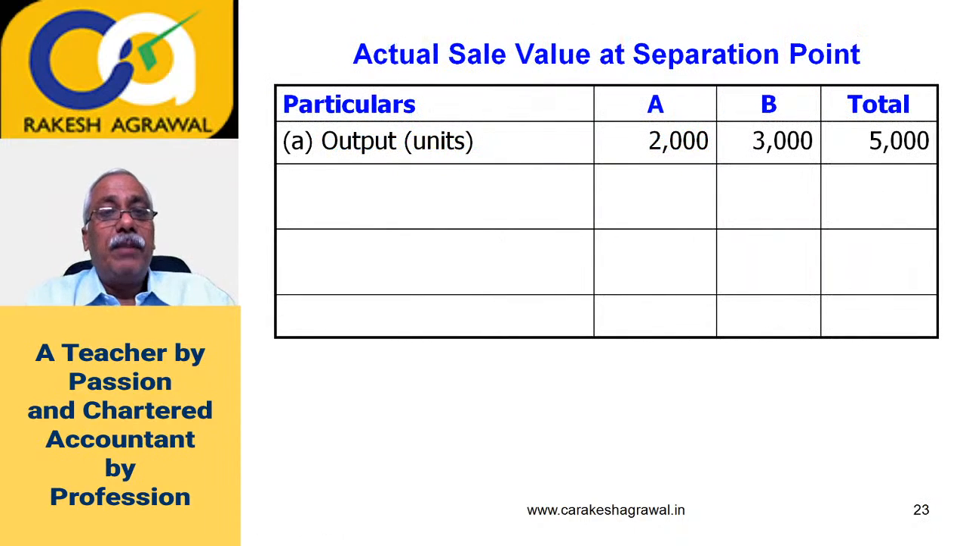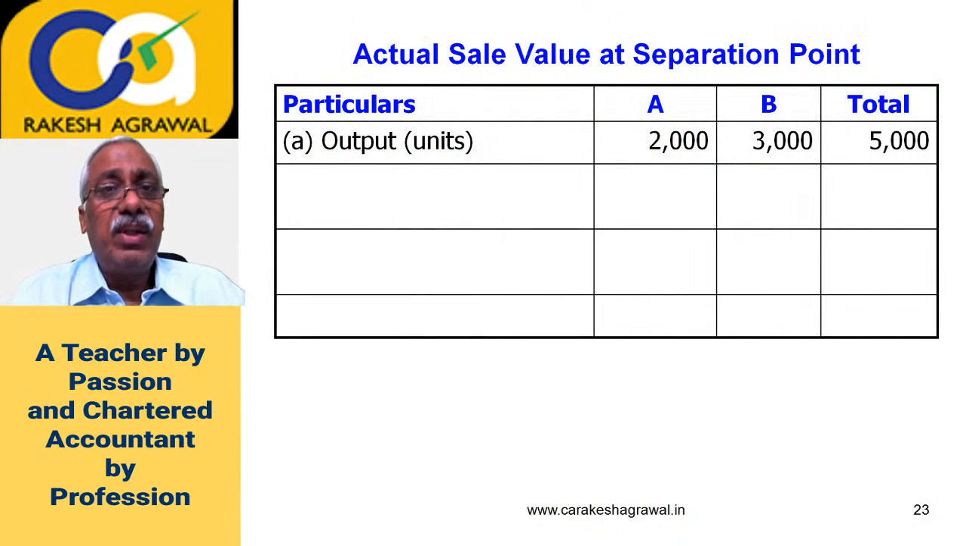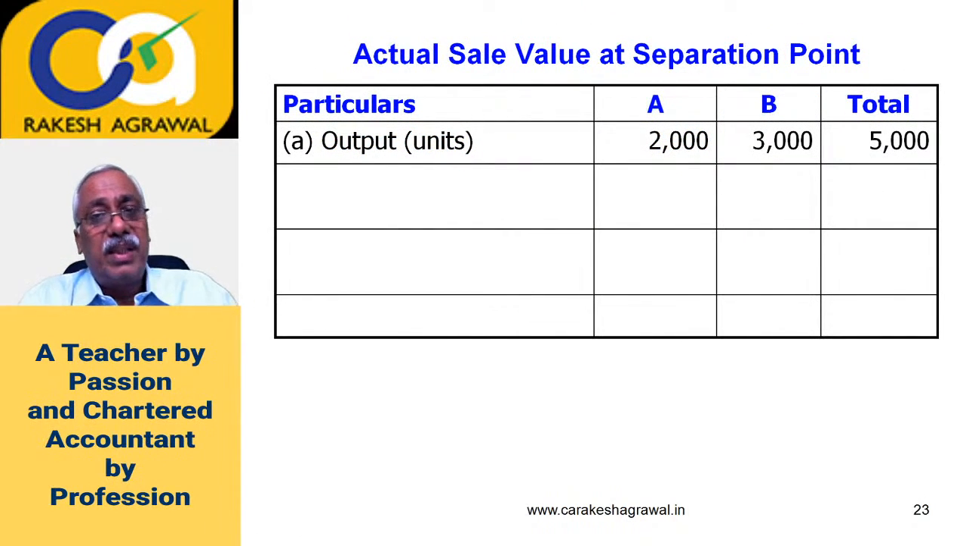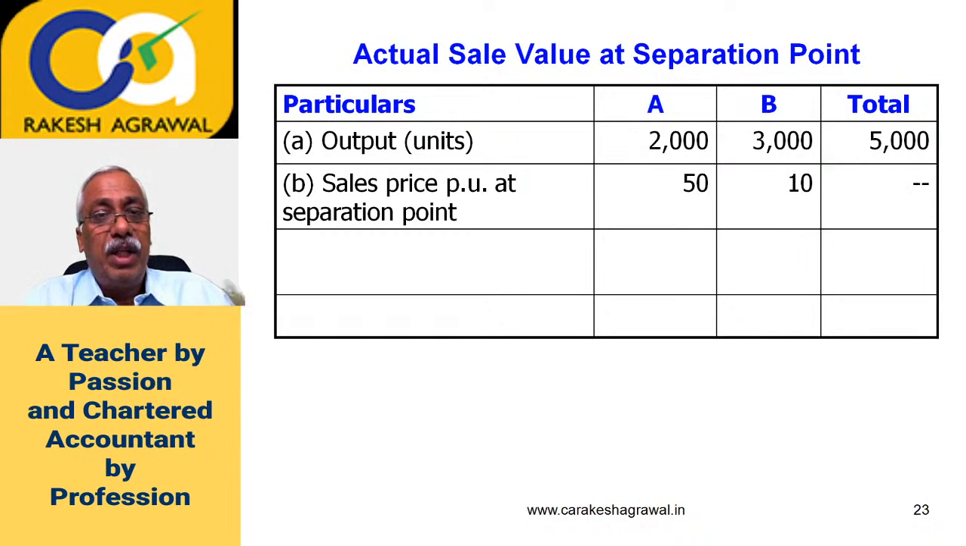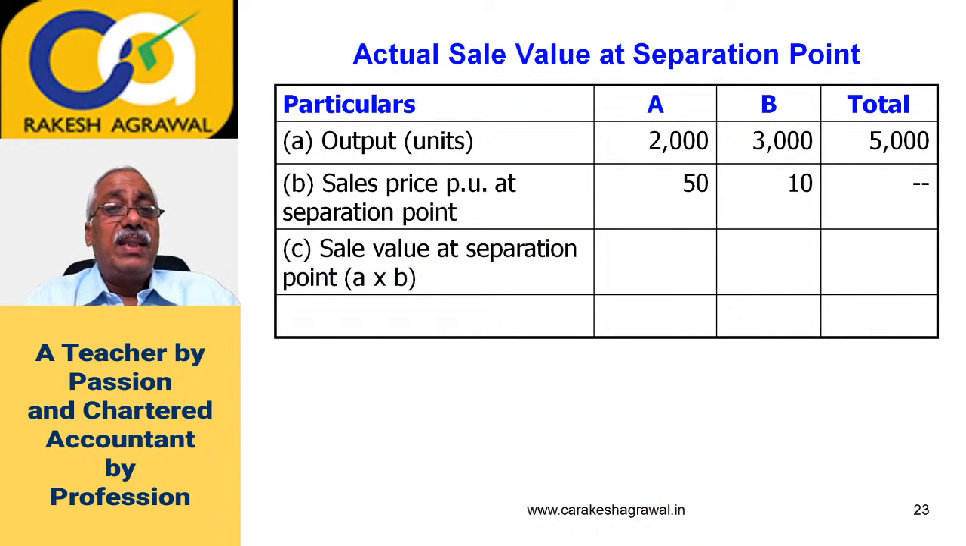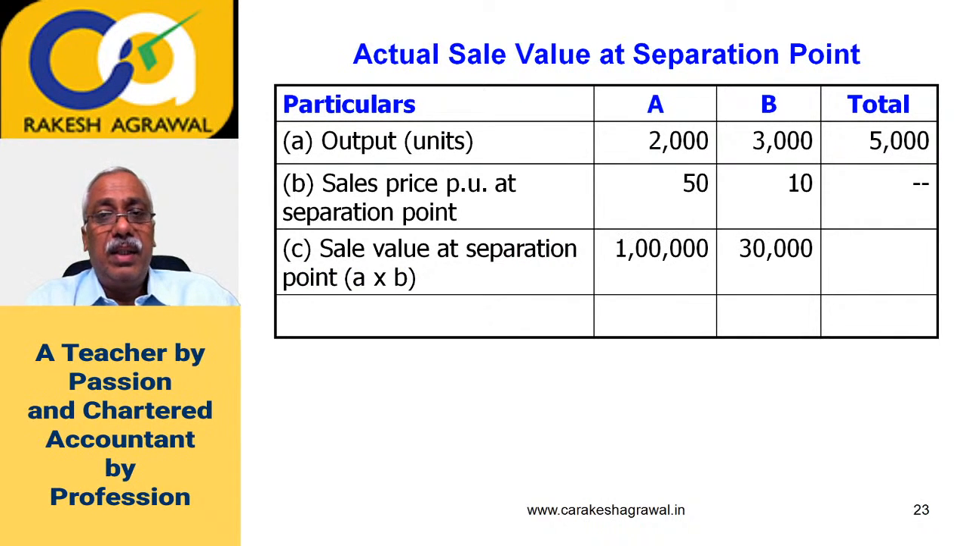So let's take an example. That is actual sale value at separation point. Output I am assuming same, 2,000, 3,000. But I am now assuming sales price per unit at separation point or at split off point. This sales price is, let us assume, 50 and 10 at split off point. Now we'll get sale value at separation point or sale value at split off point, that is A into B, which is 1 lakh and 30,000, total is 1 lakh 30,000.